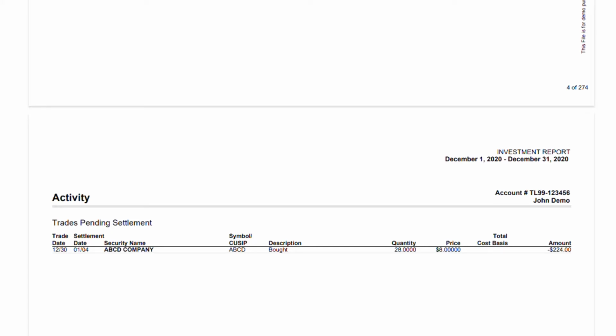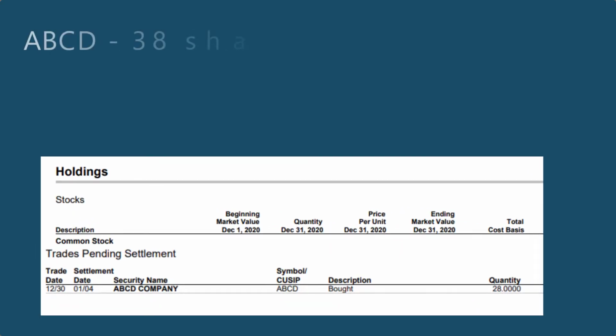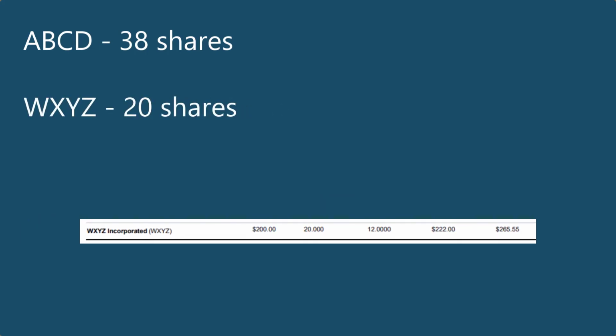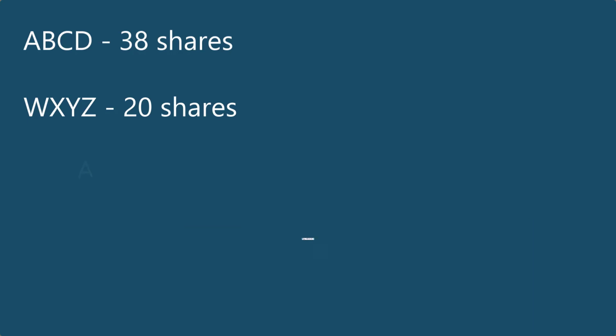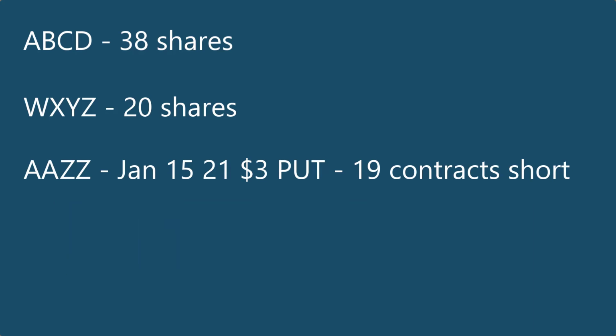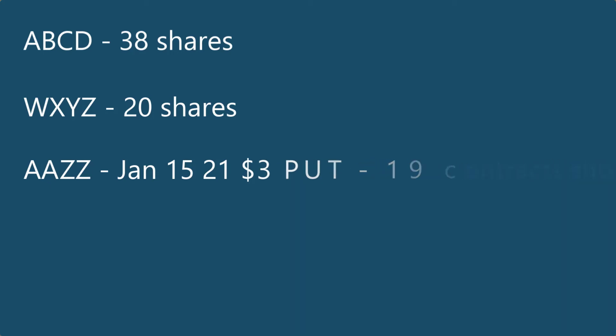Therefore, if my first year using TradeLog is for 2021, I'll need to create baseline positions for ABCD, a total of 38 shares when we account for trades pending settlement, WXYZ, a total of 20 shares, and for 19 contracts of the AAZZ put. Those are the baselines going into 2021 for this account. TradeLog will need to know specific details like the trade date the positions were opened and cost basis. We have a tool to make that easier, or you can also find the information from your broker statements.